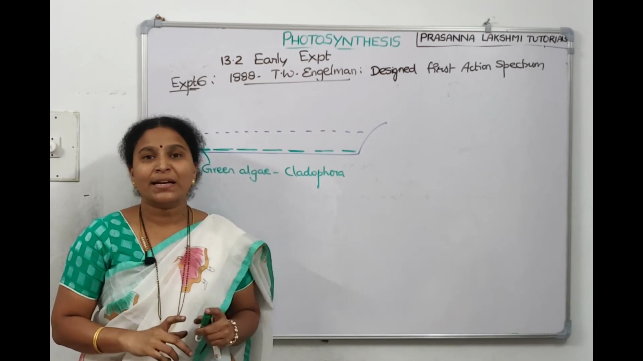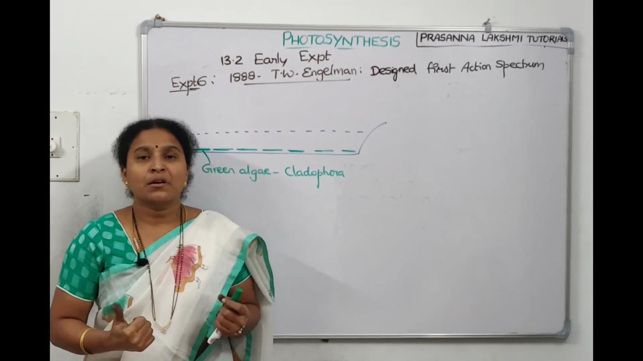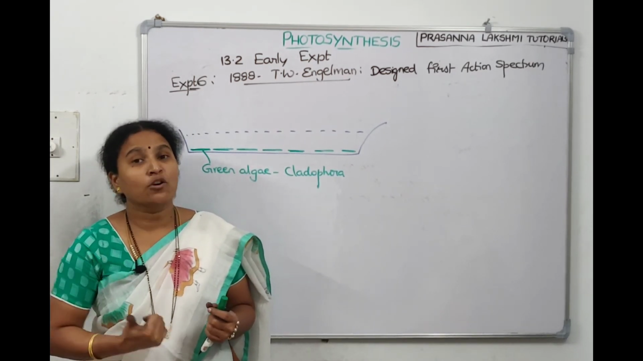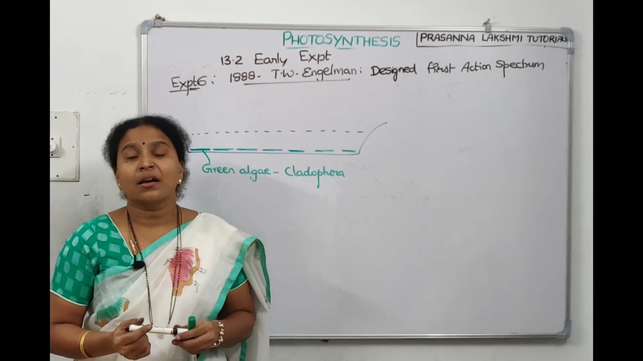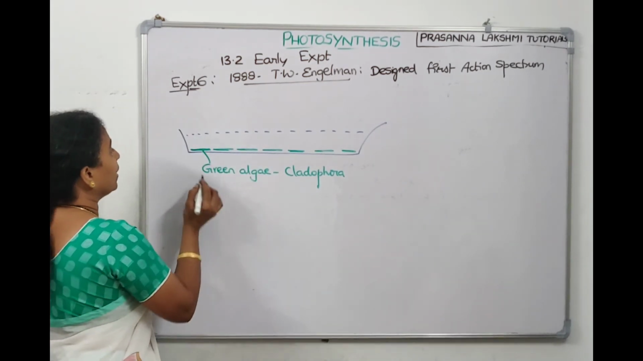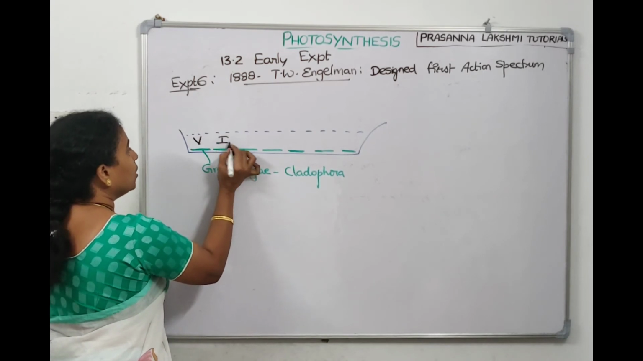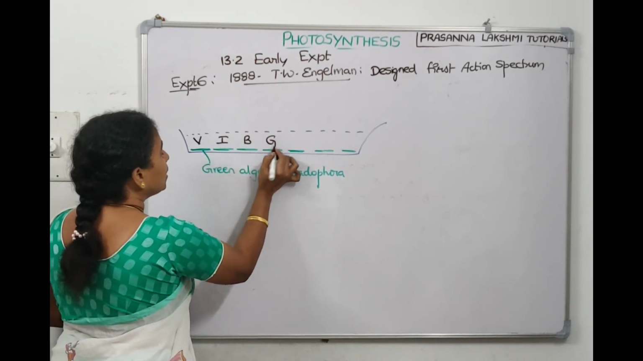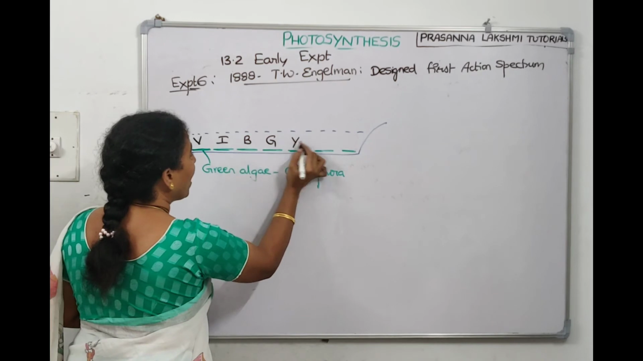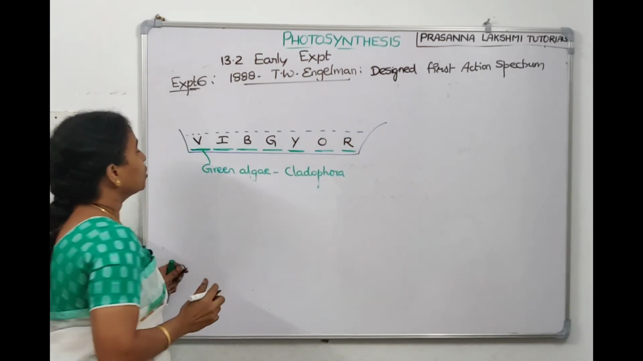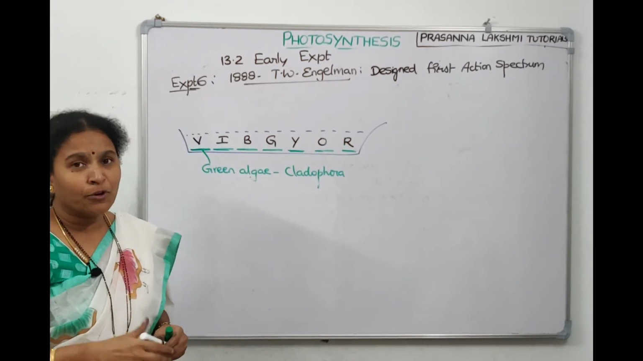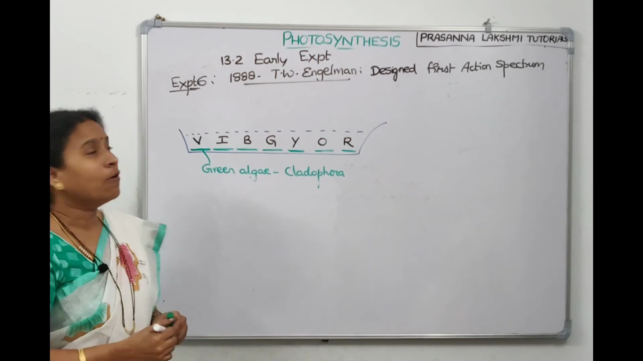We know that white light, visible light, is a spectrum. It ranges from VIBGYOR. Different colors are there. So what are those colors? One is violet, indigo, blue, green, yellow, orange, red. So he subjected the Cladophora to different wavelengths of light.